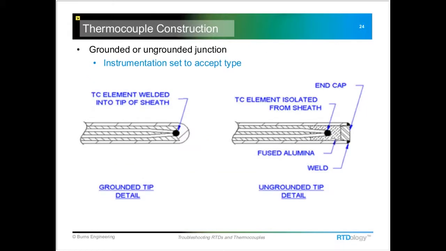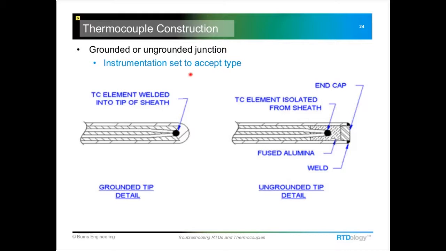And then there are the ungrounded or grounded junctions. This would be typical of the mineral insulated cable style probes, where the hot junction is welded right into the probe sheath for the grounded detail, and then the ungrounded, where it's isolated from the probe sheath. This is probably the most common style. If you have any electrical noise around, this helps to minimize it by isolating the thermocouple wires from the probe sheath, which may be exposed to stray voltage or static electricity or other types of interference like that.